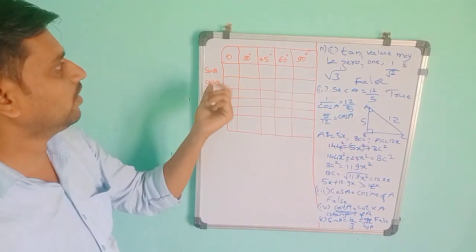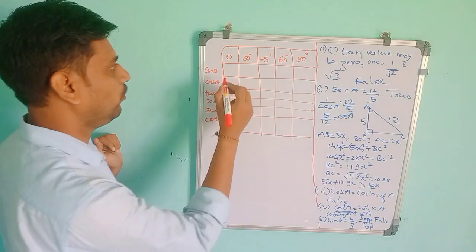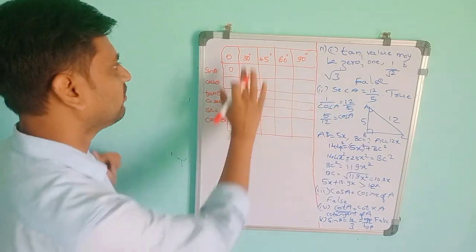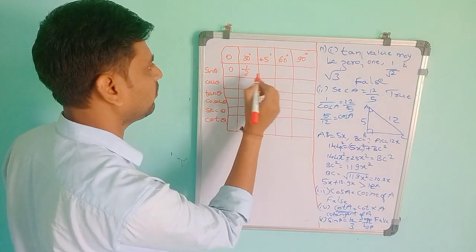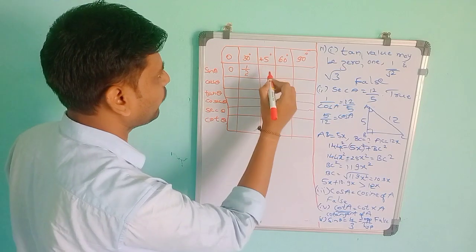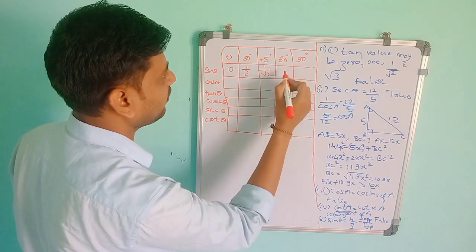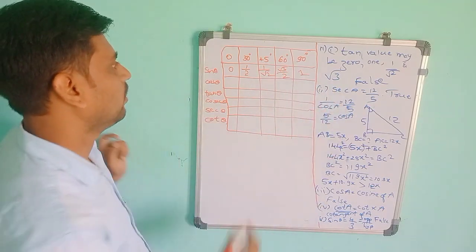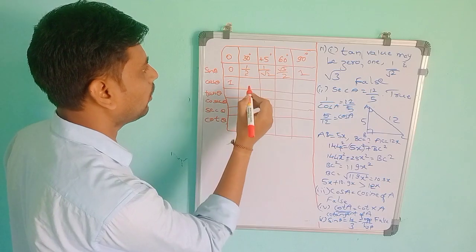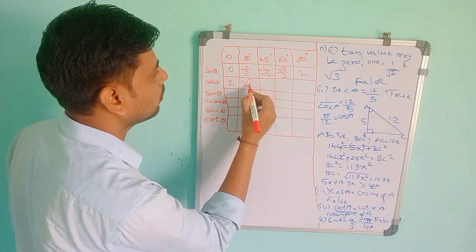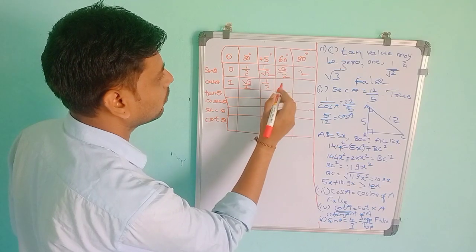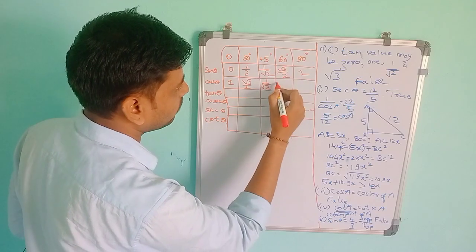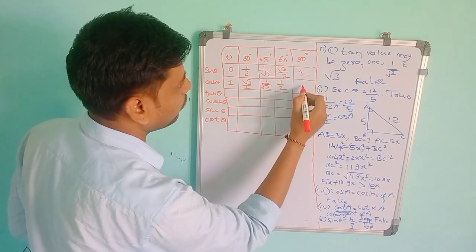For sin theta, sin 0 value is 0, because sin values come from 0 to 1. Sin 30 value is 1 by 2. These are standard formulas. Sin 45 is 1 by root 2, sin 60 is root 3 by 2, and sin 90 is 1. Like that, cos theta: cos 0 is 1, cos 30 is root 3 by 2, cos 45 is 1 by root 2, cos 60 is 1 by 2, and cos 90 is equal to 0.